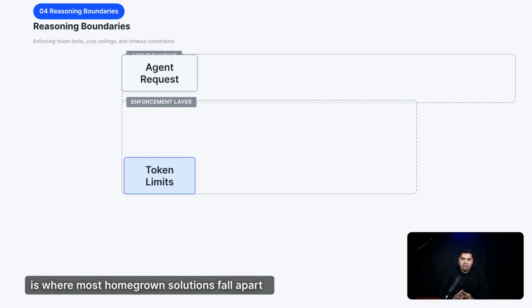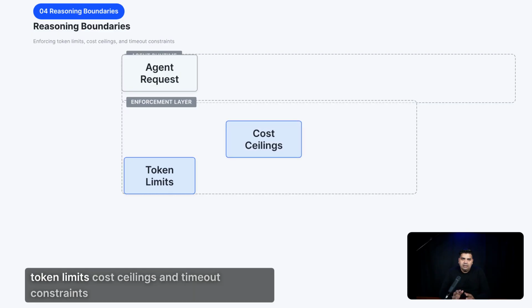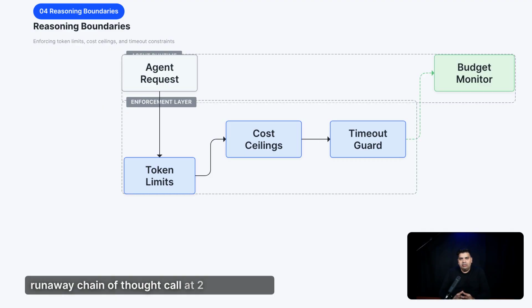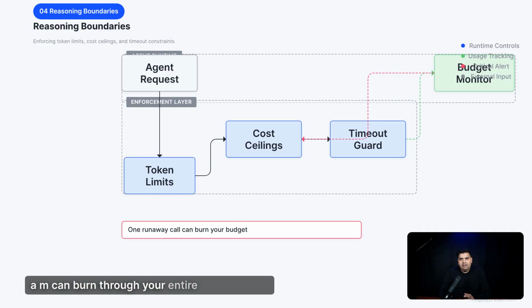Reasoning boundaries. Your runtime needs to enforce token limits, cost ceilings, and timeout constraints consistently across every agent. Without that, one runaway chain of thought call at 2 a.m. can burn through your entire monthly budget. Not hypothetical, I've seen it happen twice this year alone.